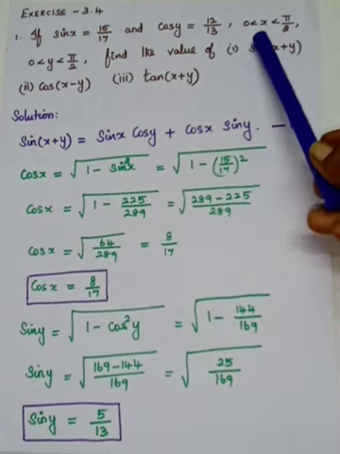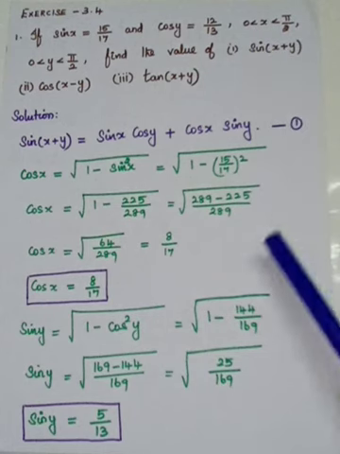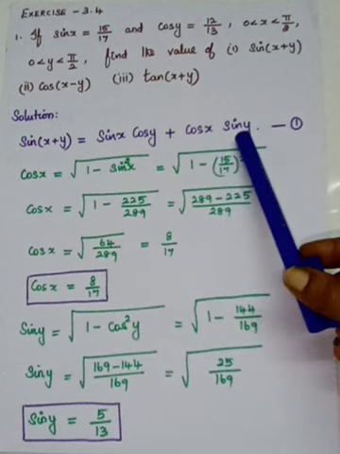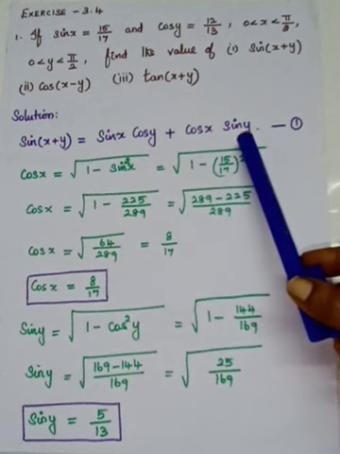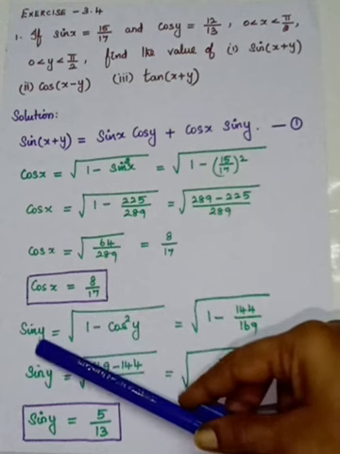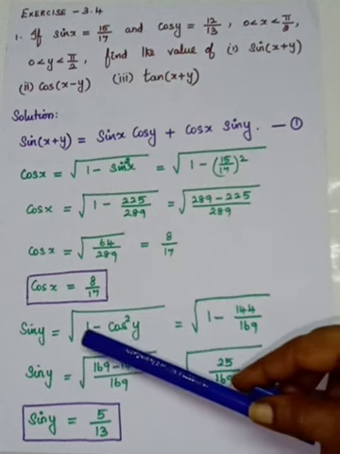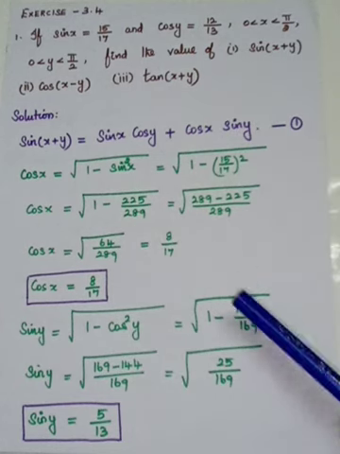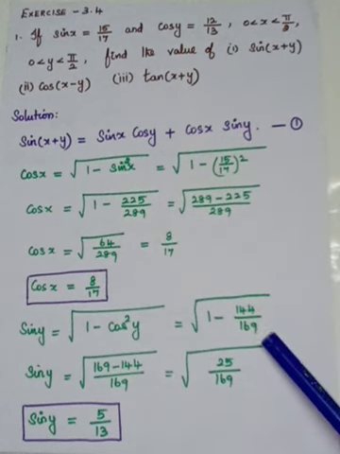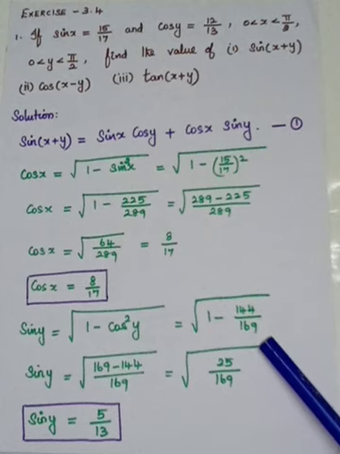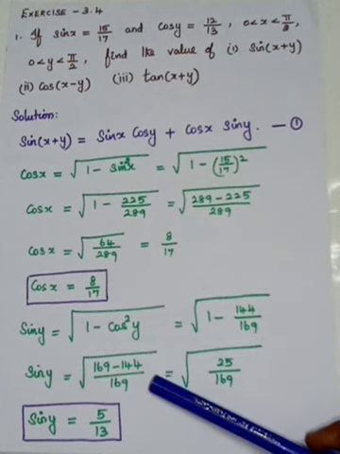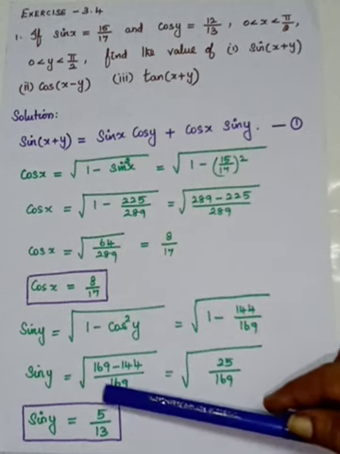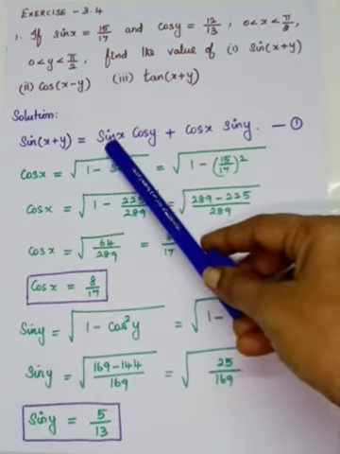Already you have to check where your x is. x lies in the first quadrant, so everything is positive. So cos x I have found. One more result is needed. What is that? It is sin y. With the same identity, sin y can be written as square root of 1 minus cos squared y. So cos y is 12 by 13, and it has to be squared. So 144 divided by 169. If we take LCM, the answer is square root of 25 by 169. So sin y is equal to 5 by 13. So I have found all the results.